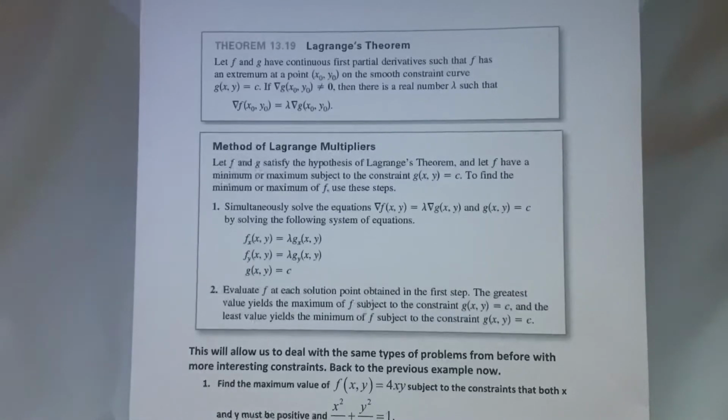So how are we going to do this? The method of Lagrange multipliers: let f and g satisfy the hypothesis of Lagrange's theorem, and let f have a minimum or maximum subject to the constraint g of xy equals c. To find the minimum or maximum of f, use the following steps. First, simultaneously solve the equations gradient of f of xy equals lambda times gradient of g of xy, and g of xy equals c. So in 2 variables, you should end up with a system of at least 3 equations. If you're doing it in more variables, you could have more equations in the system.